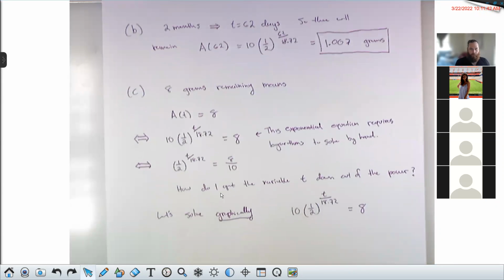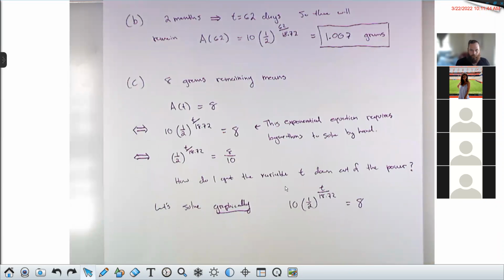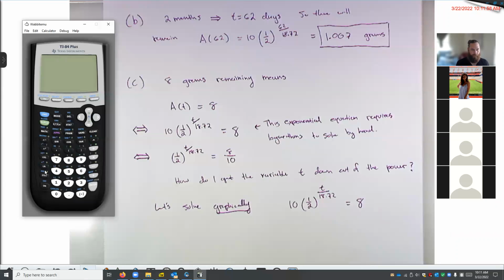We solved some equations graphically at the start of the semester. What you do is you graph this function, y equals this thing. You treat this as a function. You graph y equals 8. And you look for the point where this graph hits this graph. So I'm going to bring up my calculator. I'd like you all to do this with me. And then after this, we're going to pivot to the activity.